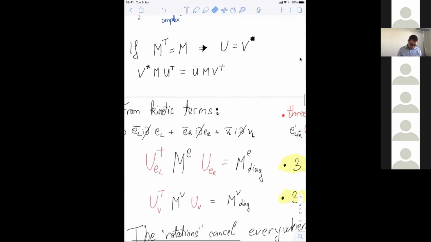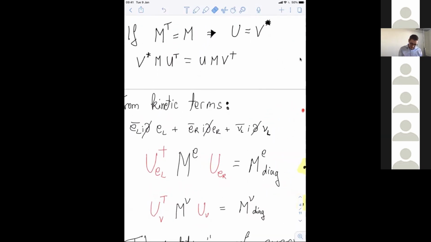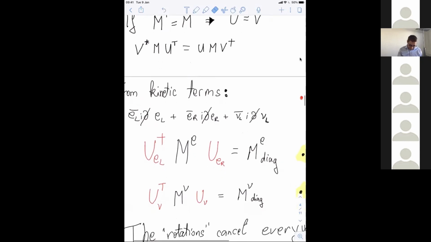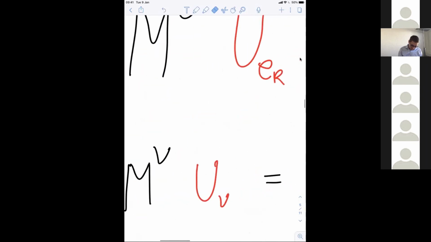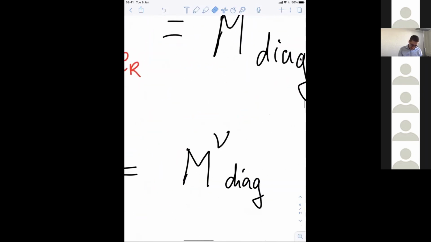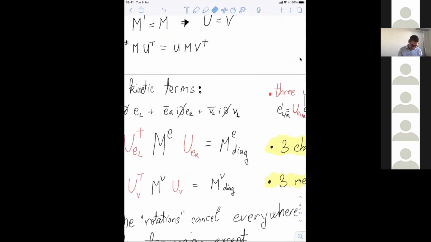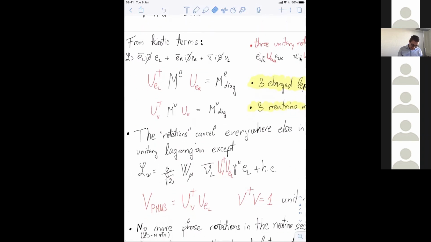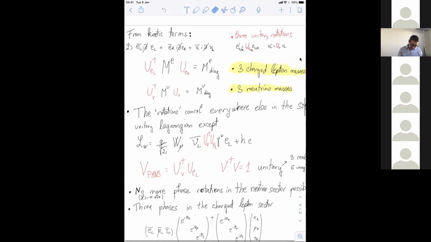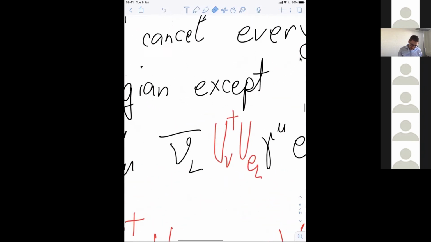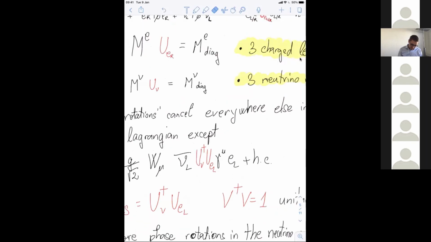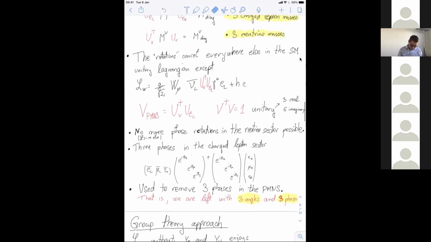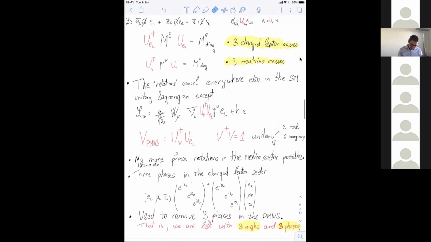All right, so let's do these rotations in the broken phase. I'm doing the brute force way. Note here that I only have a single unitary matrix, U nu, to get the neutrino mass matrix. Again, the rotations cancel everywhere else except in the W interaction. Only here we have the effect of the rotations.